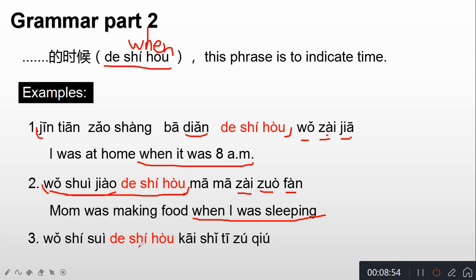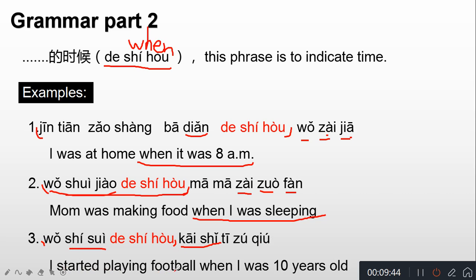Okay. Example 3. 我10岁的时候开始踢足球. Alright, we still focus on this part firstly. 我10岁的时候, 10岁 10 years old. So I am 10 years old, 的时候, so when I was 10 years old. 开始踢足球, 开始 is a new word for lesson 4, which is for this class. 开始 to begin, to start. 踢足球 to play football. So how do we translate this one? I started playing football when I was 10 years old. See? I started playing football when I was 10 years old.